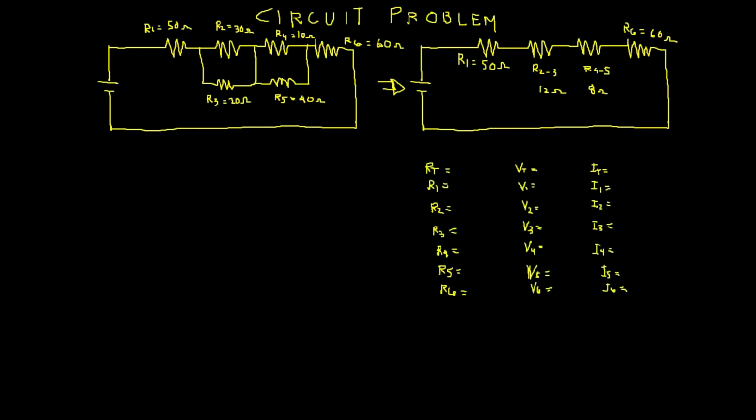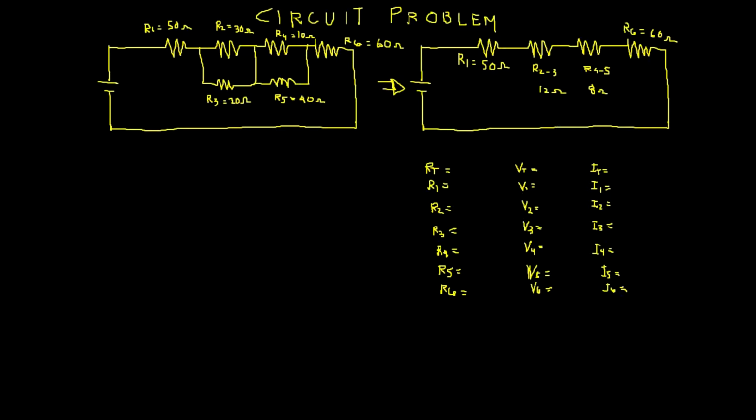So, ang hahanapin natin is yung RT, R1 hanggang R6, total voltage, V1 hanggang V6, at yung total current natin, total current tapos I1 to I6.